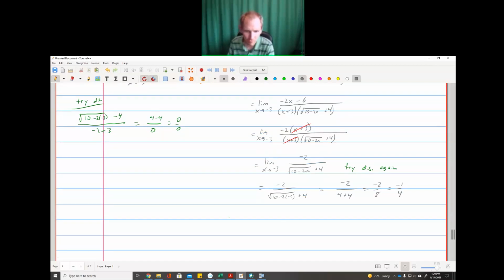Okay. So the limit as x approaches negative 3 of the square root of 10 minus 2x minus 4 all over x plus 3 is equal to negative 1/4.